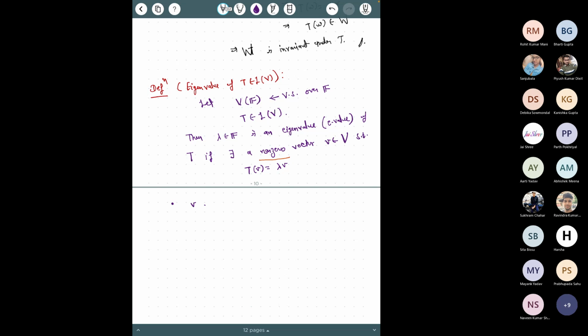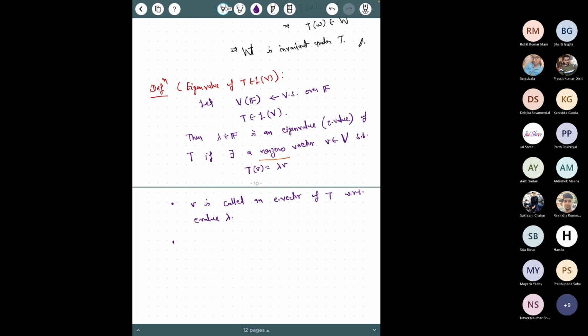So this vector v is called an eigenvector. For eigenvector, I may use this abbreviation, eigenvector of T with respect to eigenvalue lambda. So whenever you talk about eigenvector, you have to say eigenvector of what? Eigenvector with respect to some lambda.